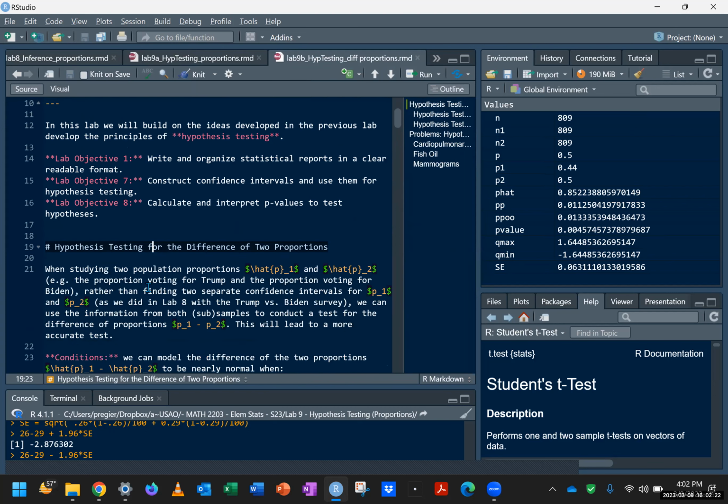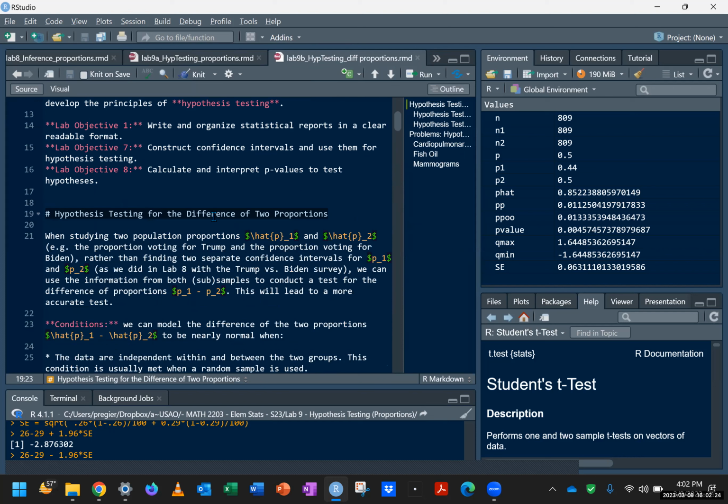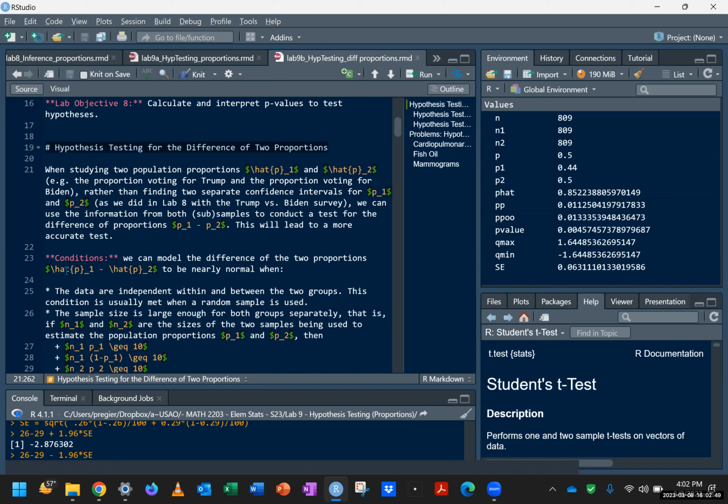Okay, so what are we doing? We got two proportions, just like we did before with Trump and Biden. We had two different rates for them voting, but now we want to see, is there a difference between two proportions? And this test works when we have two different samples. So it's a little different than the previous case where we had the same sample but two different rates that we wanted to compare. Now we have two different groups of people for which we want to compare. Is the difference between the two sample proportions significant?